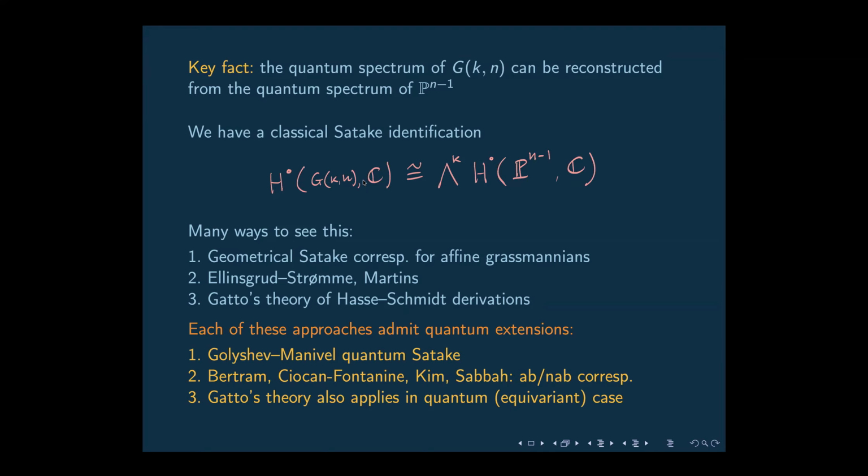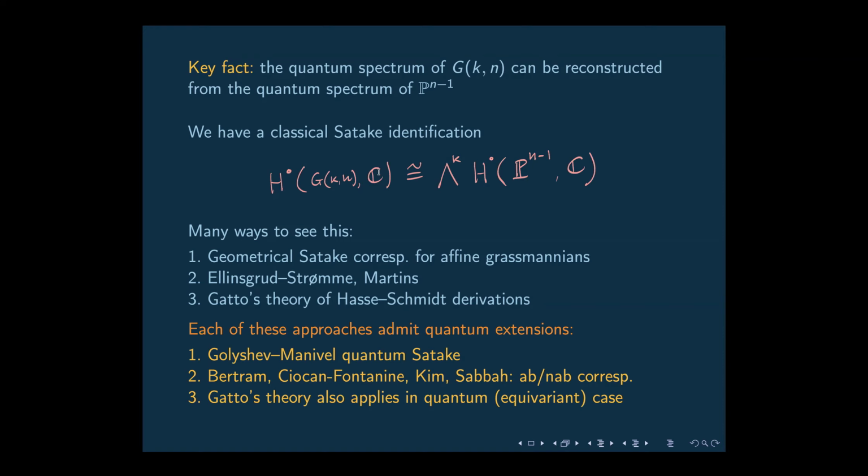But also let me mention that results of Bertram, Ciocan-Fontanine, Kim, and Sabbah extend in the quantum context results of Ellingsrud, Strømme, and Martin. And remarkably enough, the theory of Gatto is already so powerful that it already encodes the quantum case. So the quantum, and even quantum equivariant case can be established again by using Hasse–Schmidt derivations.